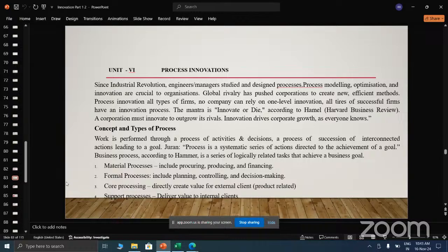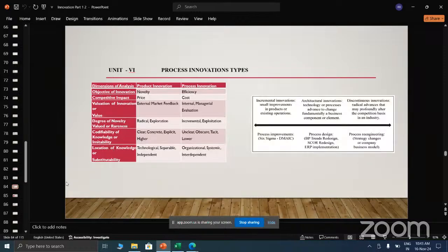So the processes include the material process, which includes procuring, producing, and financing. The formal process, which includes planning, controlling, and decision making. The core process, which creates value for an external client or customer. Here, client and customer can be a customer as well. And last is the support process, which adds value to all the clients and customers.